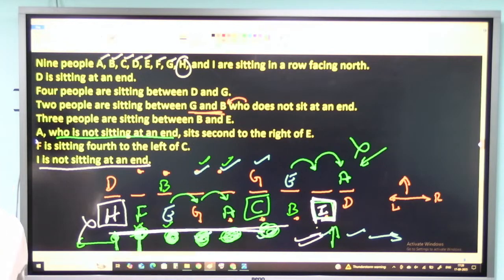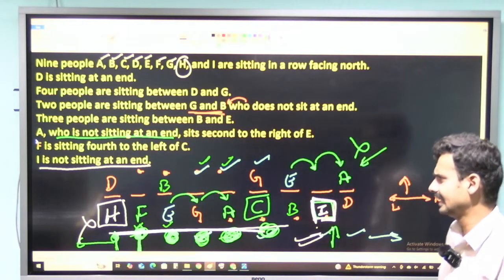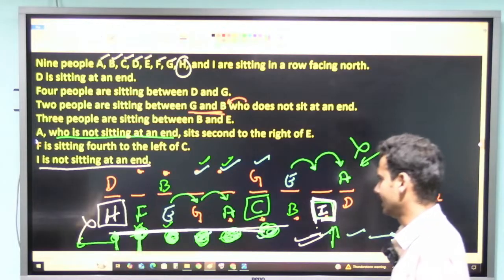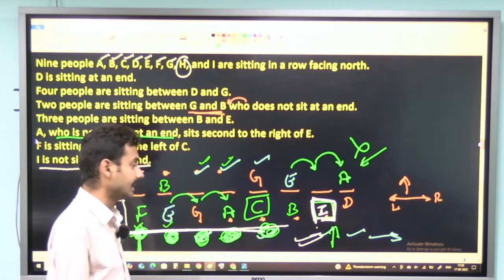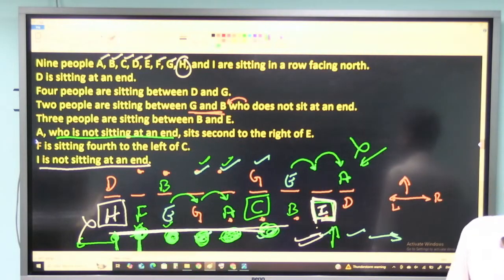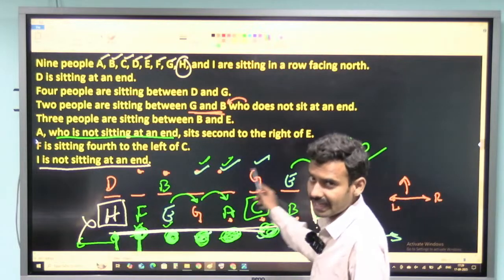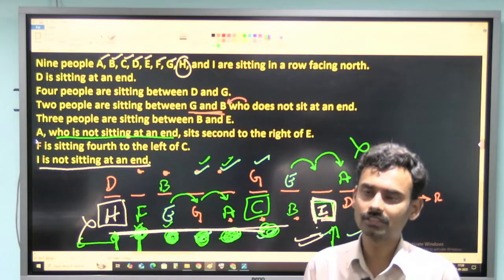So the answer for this question is H, F, E, G, A, C, B, I, D from left to right. After getting this arrangement, I will be getting questions like who is sitting at the right end, who is sitting at the left end, how many people are sitting to the right of A, how many people are sitting between A and F, who is sitting immediate right of E. These types of questions I may get in the exam, but finding the arrangement is difficult. After getting the arrangement, finding the answers for the given questions will be very easy.